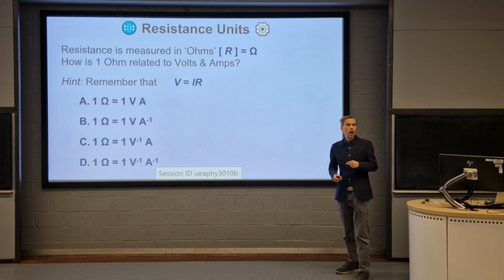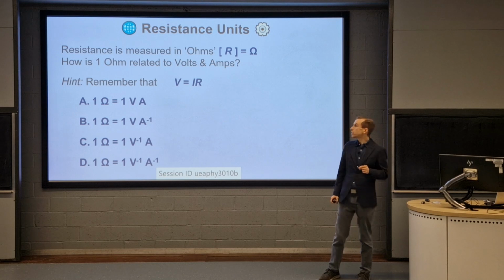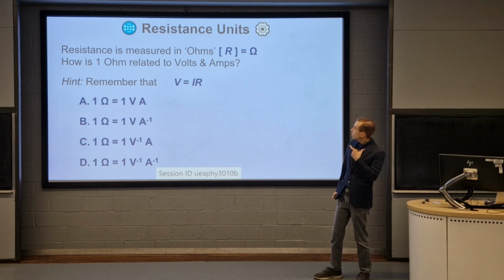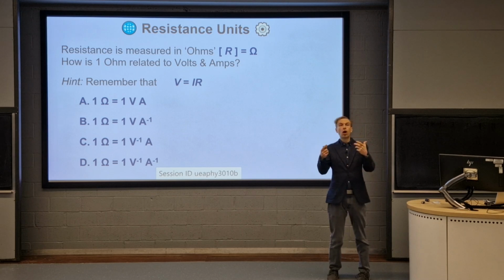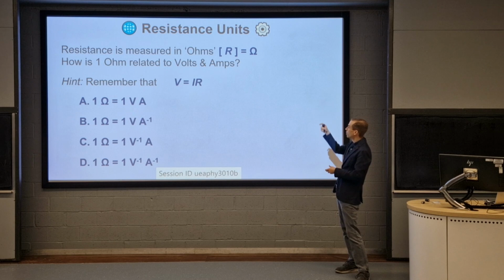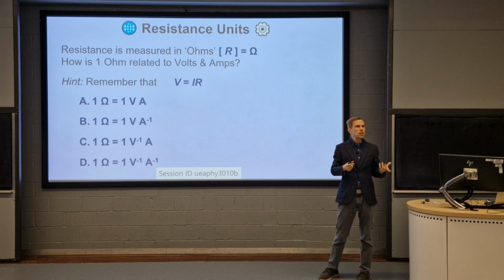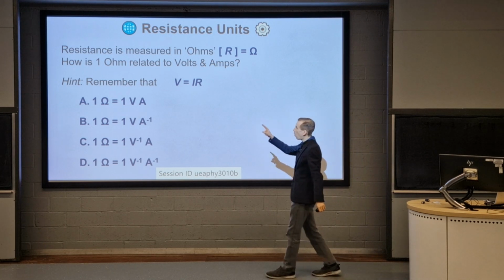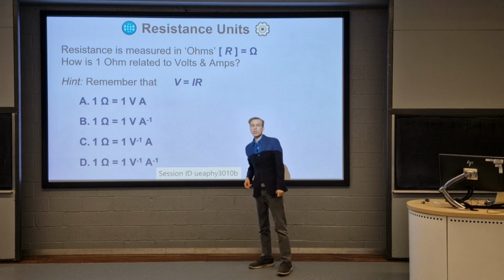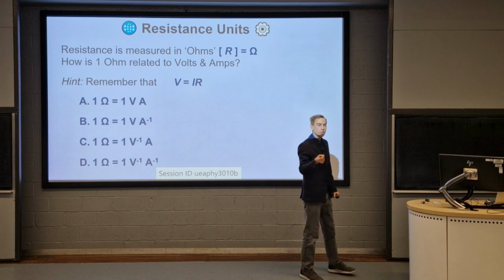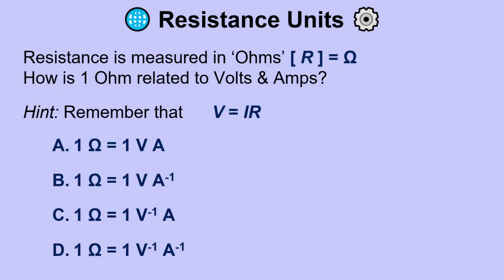But let's think about that constant of proportionality, okay? So we've got our resistor here, and the resistance is measured in units that we call ohms, after Ohm's law. That's the Greek symbol omega. So the units of resistance are ohms, but let's think about how we can relate 1 ohm of resistance to volts and amps. Let's have a think about this one over here.